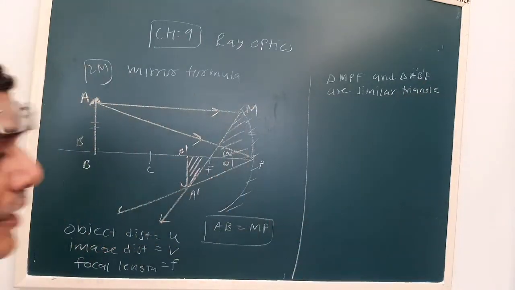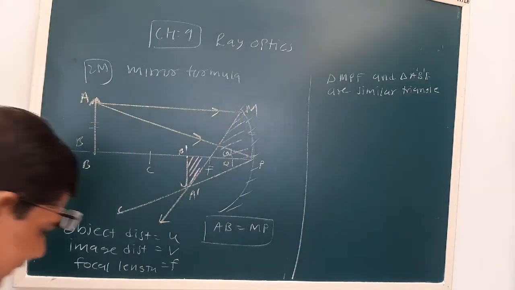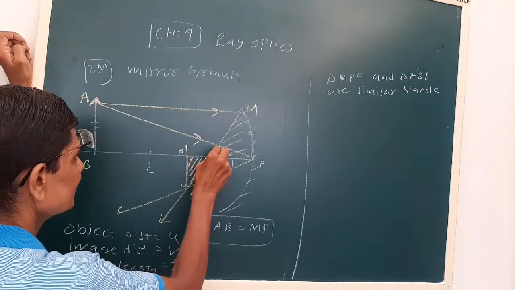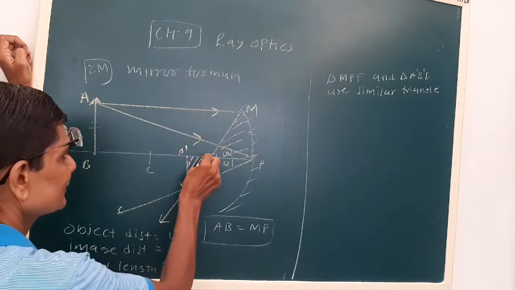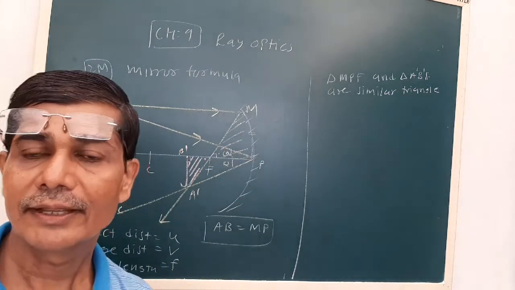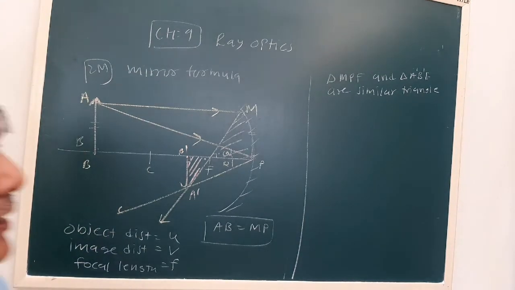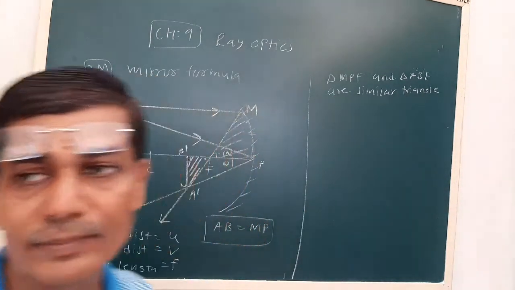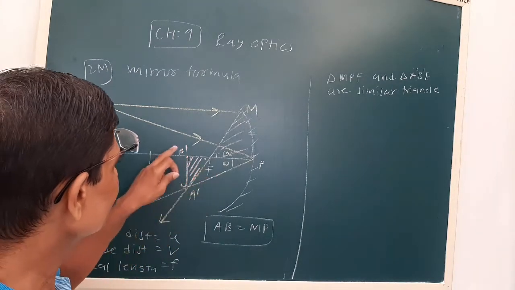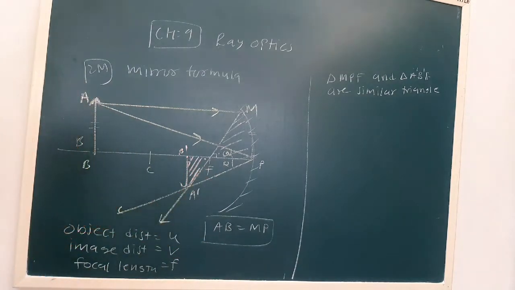See, with condition AA corollary that you studied earlier. Now see, this angle is 90 degree. This angle is also 90 degree, and these two are vertically opposite angles. So by AA condition of similarity of triangles, triangle FMP and triangle A'B'F are similar.